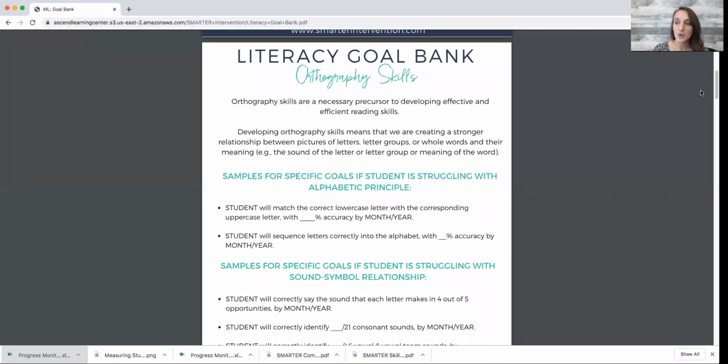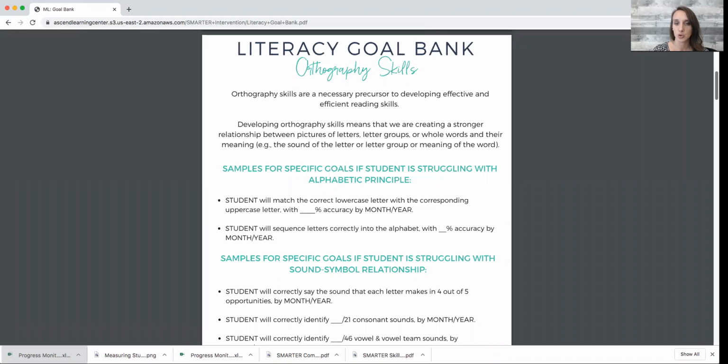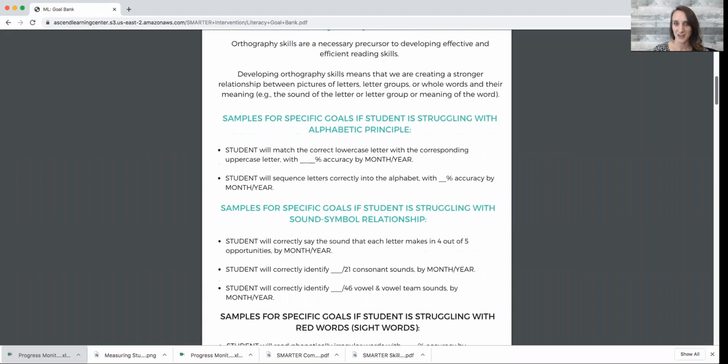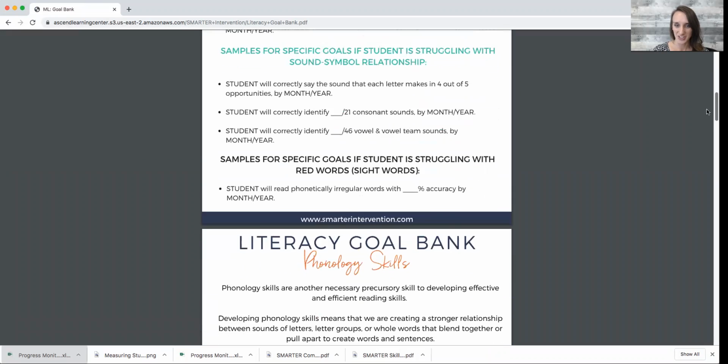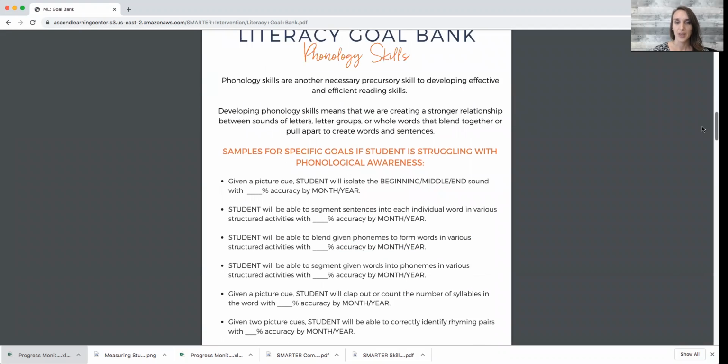So if we find out that we have students who are struggling with orthography, they're having a hard time with the visual print, then we need to start looking at orthography goals. So we have lots of examples here. If you go check out the blog, you'll be able to download that right away.